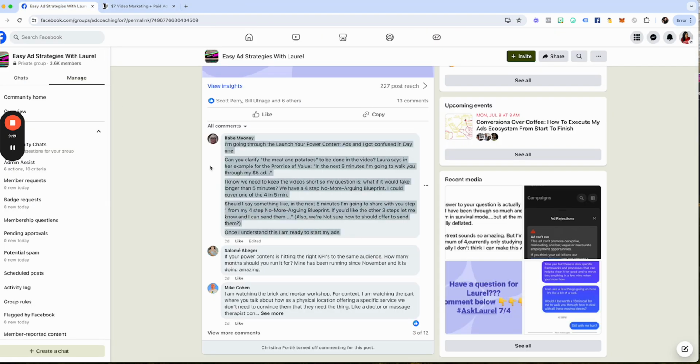That is the whole thing. One of the things we're going to work on, and I believe Babe and her business partner actually applied for Lean on Laurel. So Babe, if you're listening to this, I'm going to help you guys structure this so you can get clear on what problem you're solving, and then I'll walk you through how to break this apart into the power content videos.